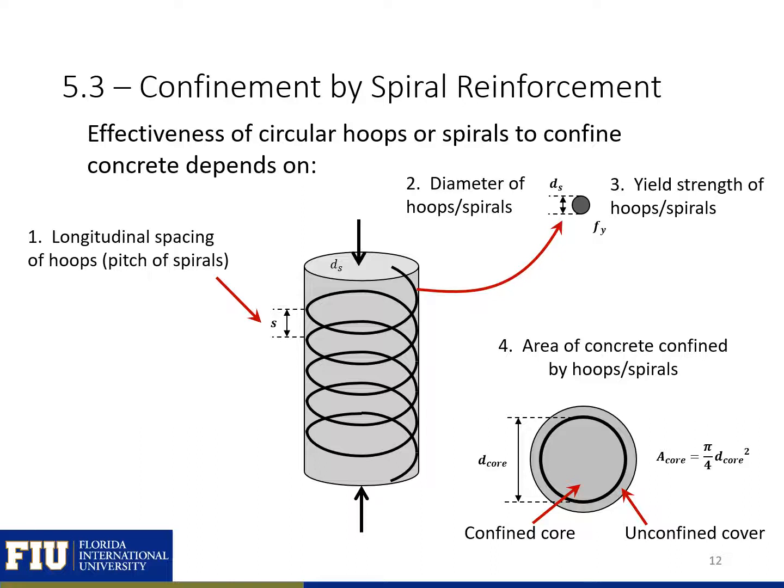The effectiveness of our reinforcement, or our circular hoops or spirals to confine concrete, is going to depend on the longitudinal spacing of the hoops or the pitch of the spirals. So this spacing s between the hoops or spirals, the diameter of the hoops or the spirals, so what's the size of this spiral? The yield strength of the hoop or the spiral, and also the area of the concrete that's confined by the hoop or spiral. So the confined core versus the unconfined cover.